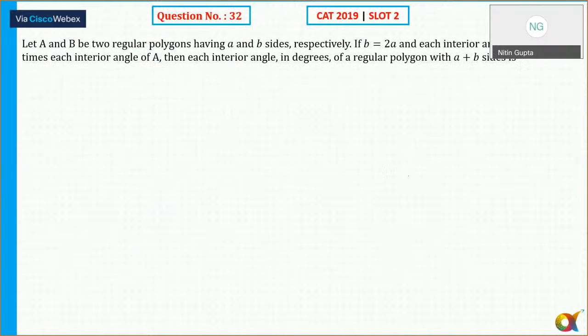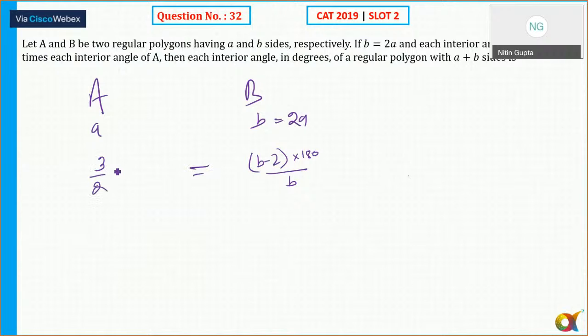Now let's come to question number 32. Another easy one. There are two regular polygons A and B. The side length of the first polygon is small a, and the side length of B is small b. Each interior angle is always equal to (n minus 2) into 180 by n. And each interior angle of B is equal to 3 by 2 times each interior angle of A.